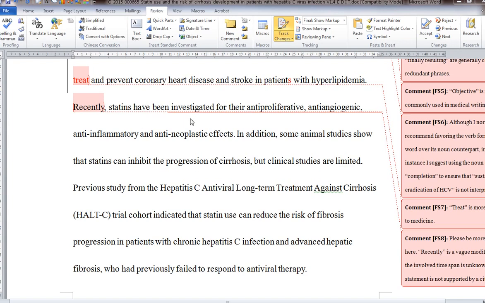Okay, statins have been investigated for their anti-proliferative, anti-angiogenic, anti-inflammatory. I see some inconsistency here. Got anti-neoplastic. Inconsistency is a common obstacle we see in editing. We want to make sure that usage is consistent. Okay. The author has not used a hyphen for anti-proliferative. Anti is a prefix. It is not a standalone word. Okay, this seems rather appropriate.